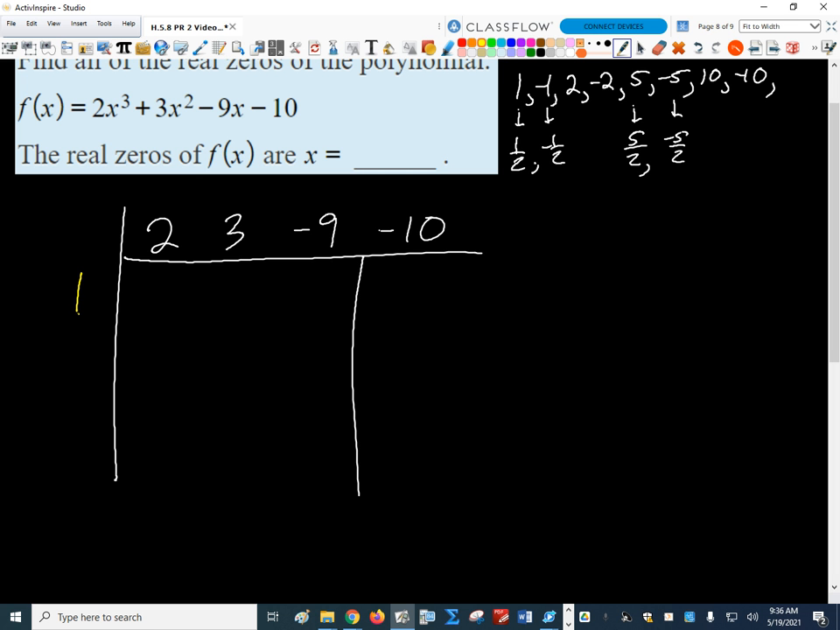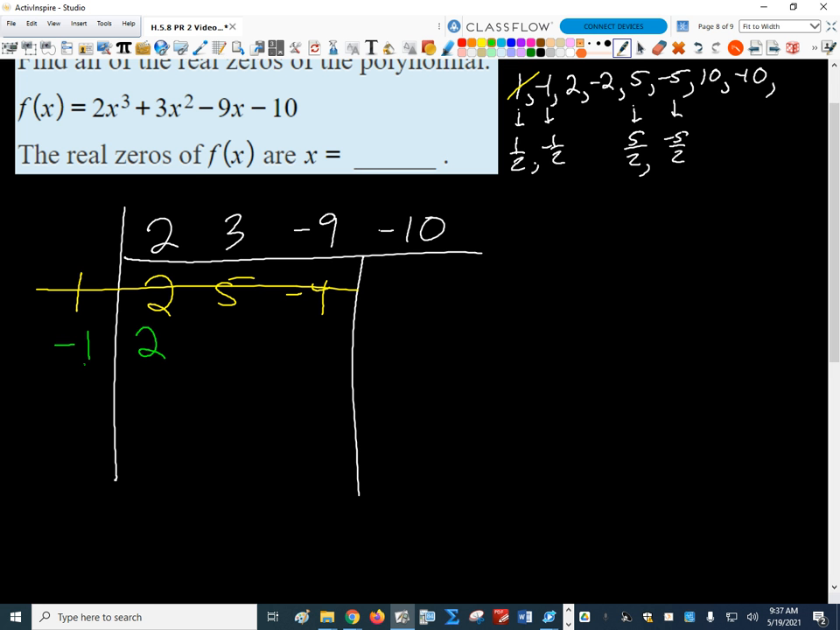So if I run 1 through synthetically, now what I'm going to write here is the coefficients that would be below our synthetic bracket. We're just going to do the mental math in our head. So we bring the 2 down. 1 times 2 is 2, plus 3 is 5. 1 times 5 is 5, plus -9 is -4, and that one's not going to work, is it? Everybody agree? So we can cross that off. 1 comes off the list. Okay, let's try -1.